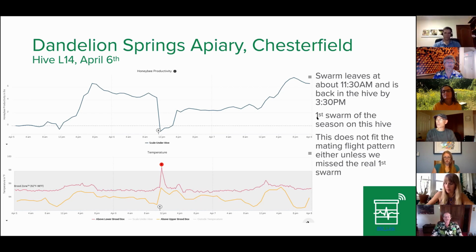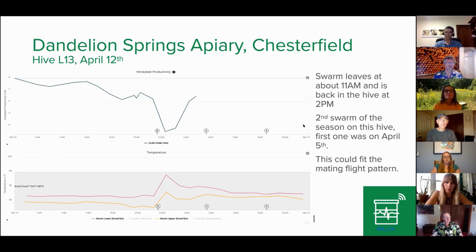Maybe they left and didn't take the queen with them. We don't know. Over time, we'll be able to explain what goes on. There is another one. This is, again, a weight drop and the weight comes back. That was on April 12th.